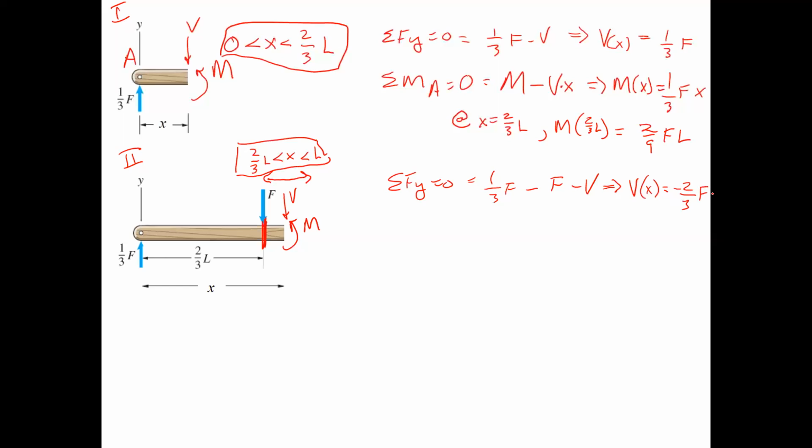So V of x, this function of x, is constant, and it's minus 2/3 F. Just by the algebra of the formulas, right? And then we do the sum of the moments. At A again, A is all the way on the left. Sum of the moments at A, what do we got? What's the moment at A?